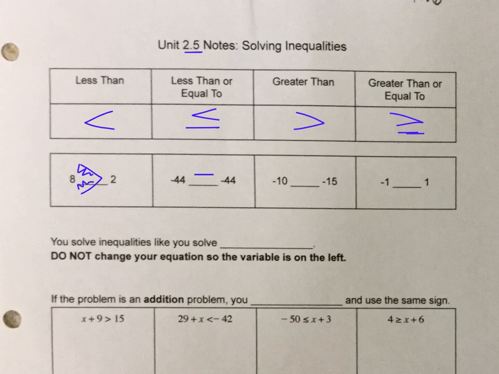-44 and -44, those are equal. Which is bigger, -10 or -15? Would you rather owe somebody $10 or owe somebody $15? Well, -10 is the bigger number, and -1 or 1, we want to eat the 1.